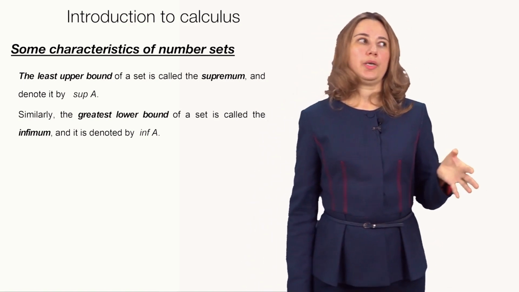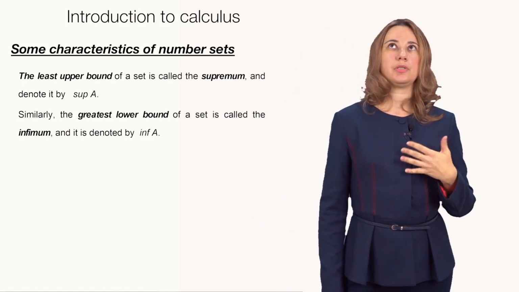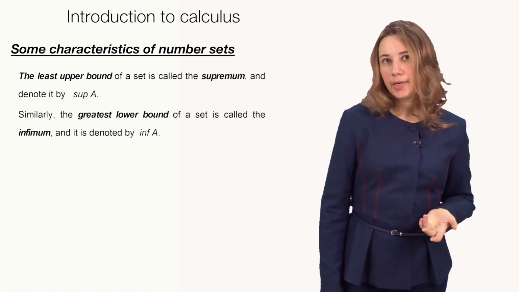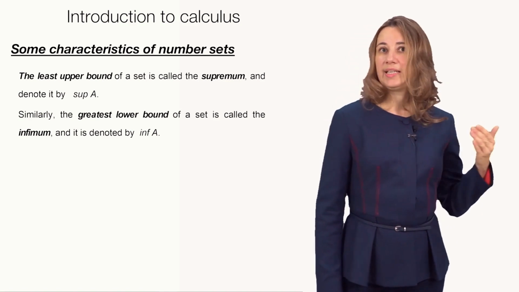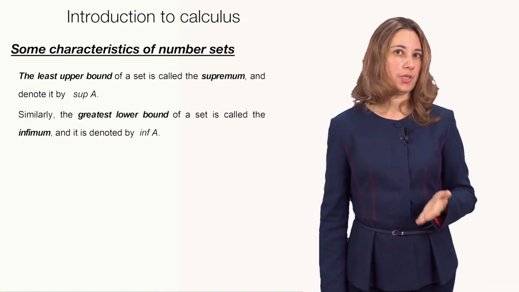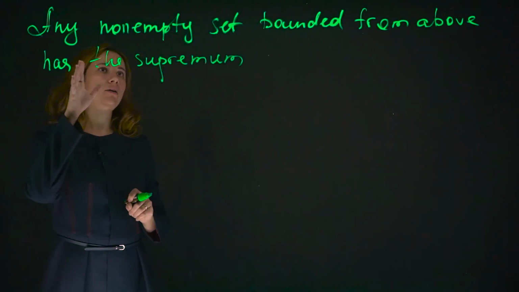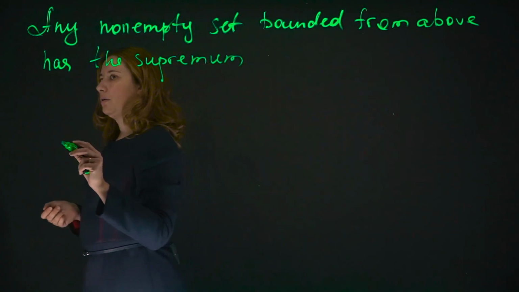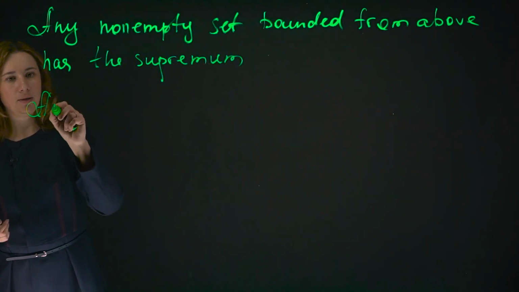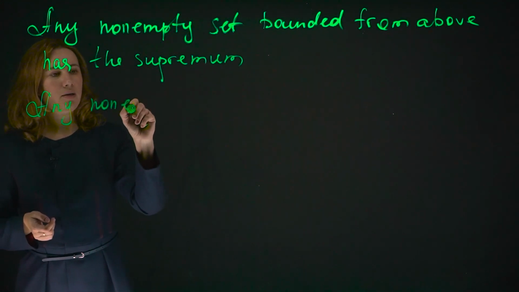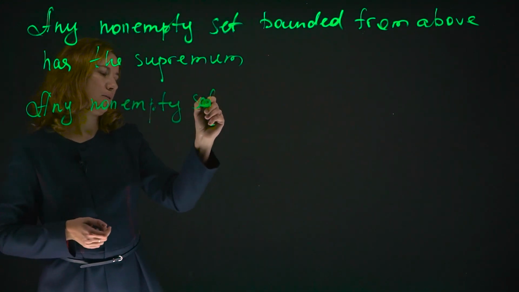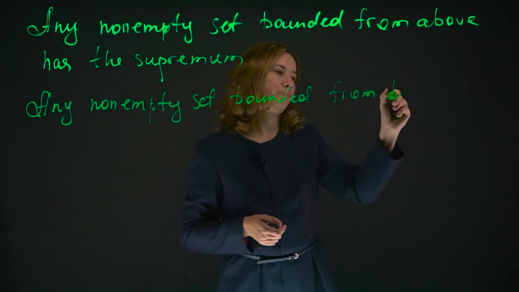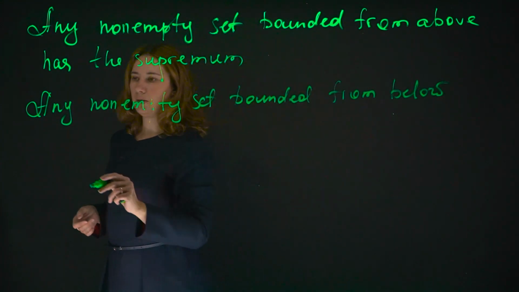And also we can consider one more set, for example, the set of integer numbers. And for this set, we will have that the infimum is negative infinity. The supremum is positive infinity. Well, any non-empty set bounded from above has the supremum. This is our first statement. And any non-empty set bounded from below has the infimum.